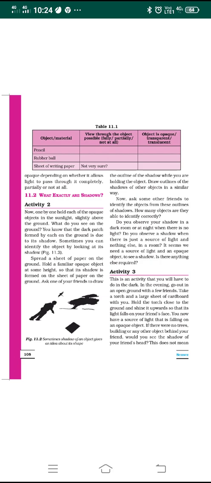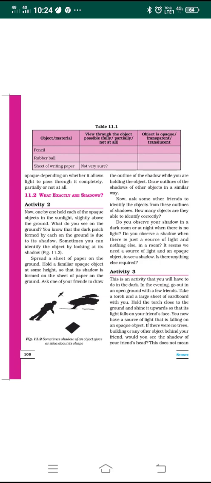Now ask many of your friends to try to identify those objects just by seeing their outlines. Is it possible or not? Yes, of course. How many kinds of objects are they able to identify correctly? How many did they get wrong?